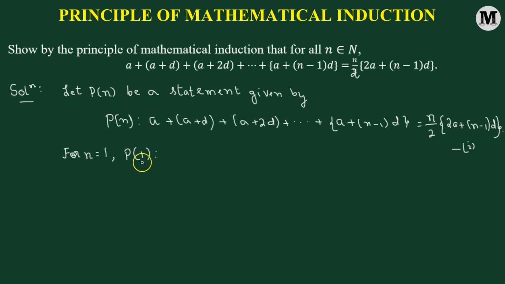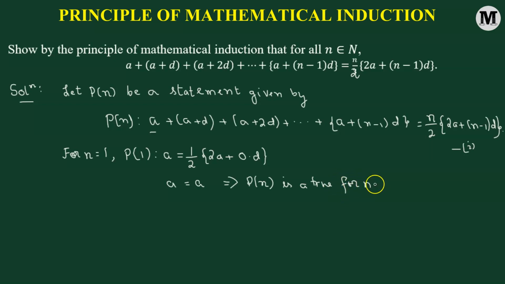Now since we're considering n equals 1, that means we're only considering the first term in the series, where we have a on the left hand side, but on the right hand side we'll replace the n value with 1. That's going to give us 1 over 2 multiplied by (2 times a plus (n minus 1), so that's simply 0, times d). So that means we have a equals 2a over 2. That all gives us a, which simply means that this statement P of n is a true statement. This particular statement is true, but holds true only for n equals 1. Only for n equals 1.